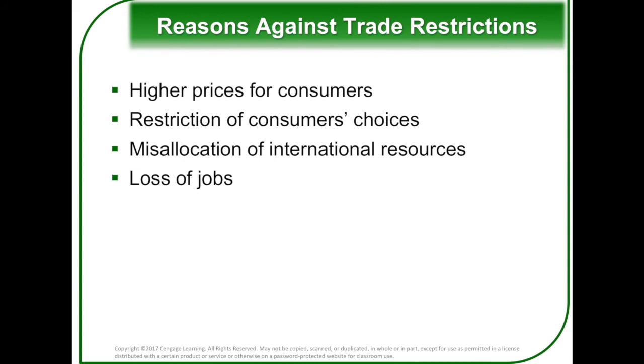Okay, what are some negative things about trade restrictions? Most people feel like they're going to cause higher prices for consumers. They feel like restriction of consumers' choices can occur. Even misallocation of international resources could be happening, and you could even have a loss of jobs.